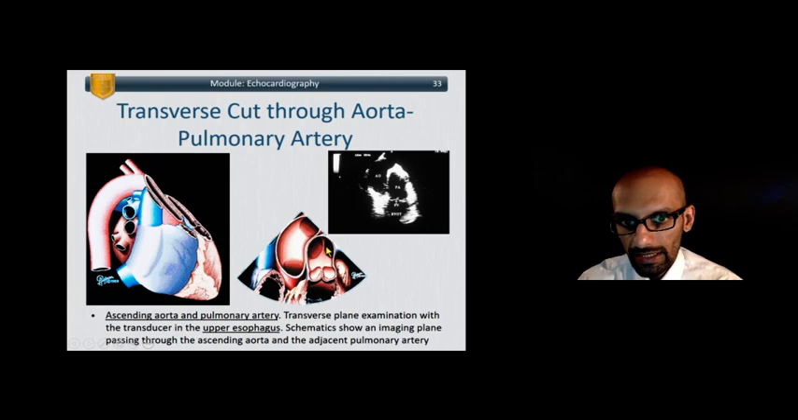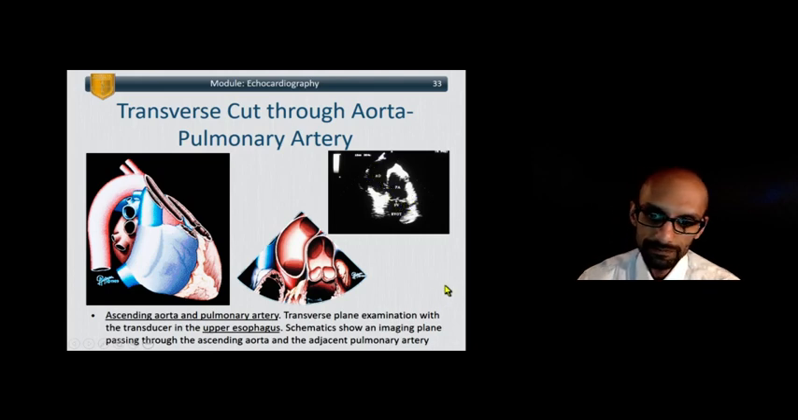But as you can see now, everything is reoriented back in the normal plane that you're used to, meaning it's fanning out in the superior-inferior direction. Remember that transgastric view, everything's flipped backwards. Now, you're going back in the normal direction. Here's your pulmonic valve and PA. Here's your aortic arch.